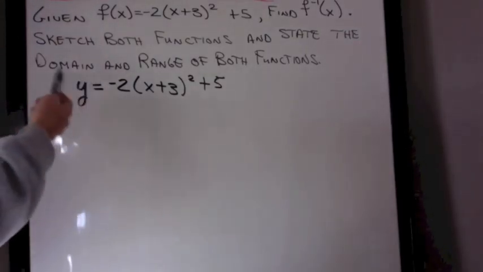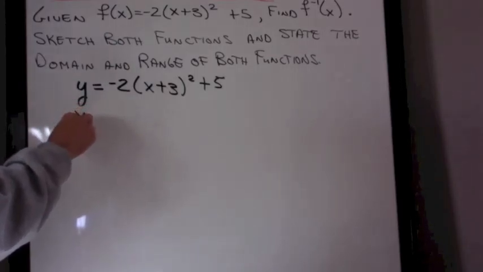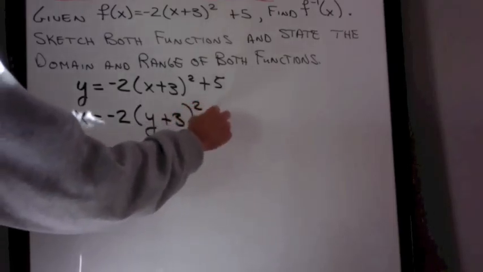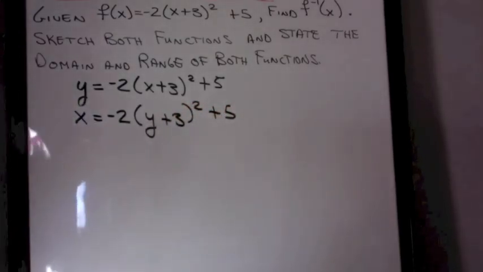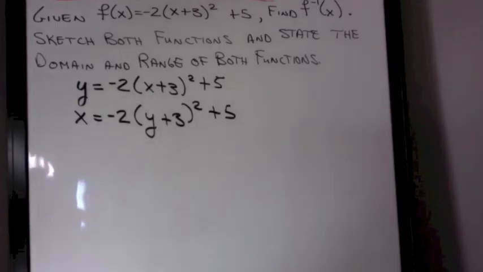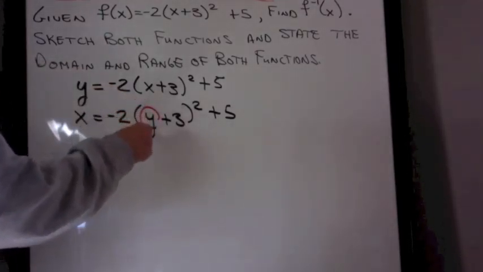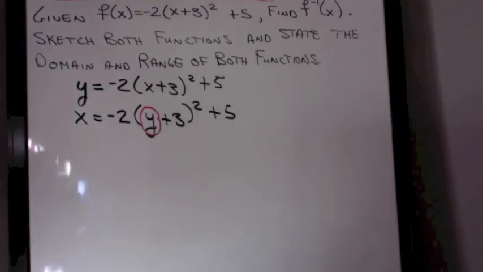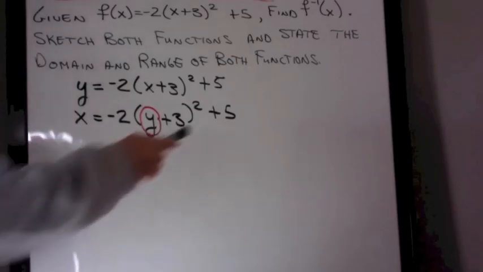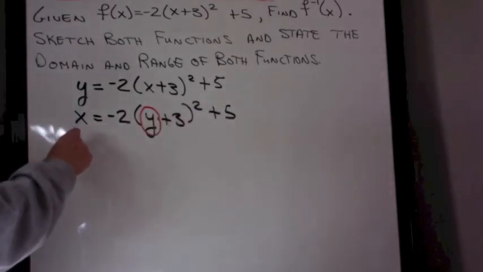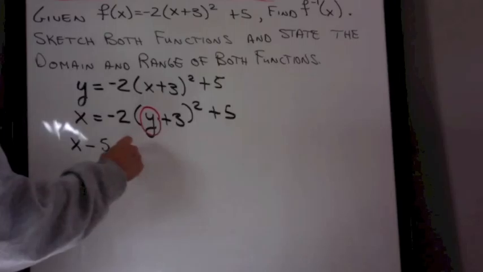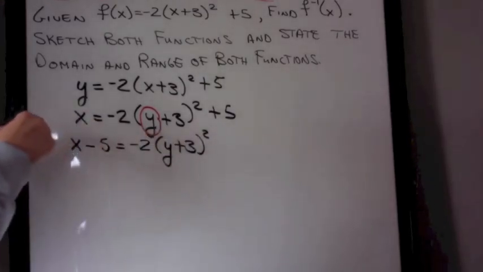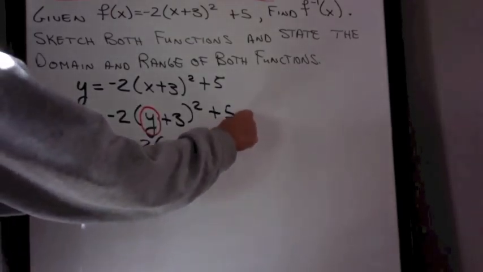All right, interchange the x's and the y's. So this means x is equal to minus 2, y plus 3, all squared plus 5. Remember what you're trying to do? You are trying to solve for y. So what you need to do is get everything that's around it gone. First thing that has to move is anything that's plus or minus on this side. So it goes to the other side, becomes x minus 5. Then we have minus 2, y plus 3 squared. So this is the first thing that has to go, right there.